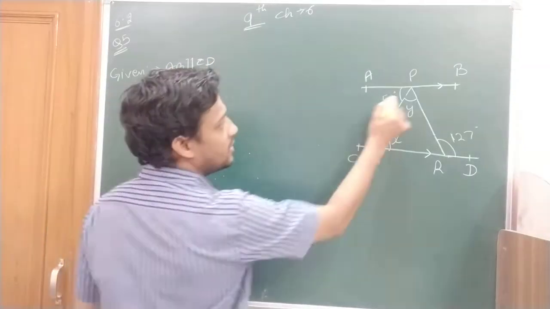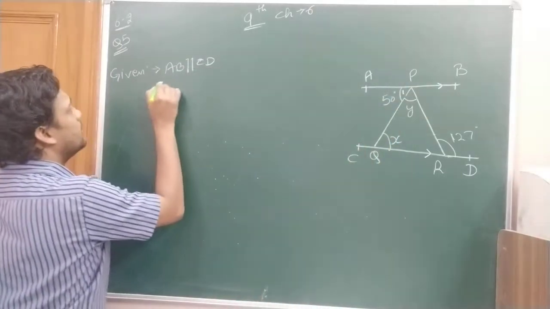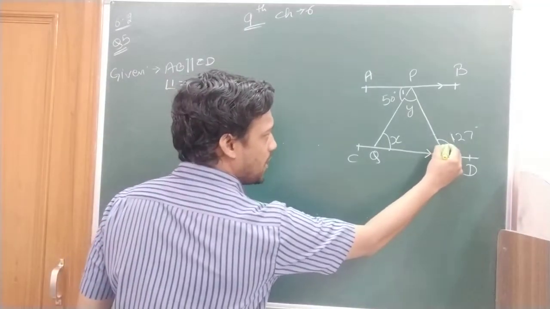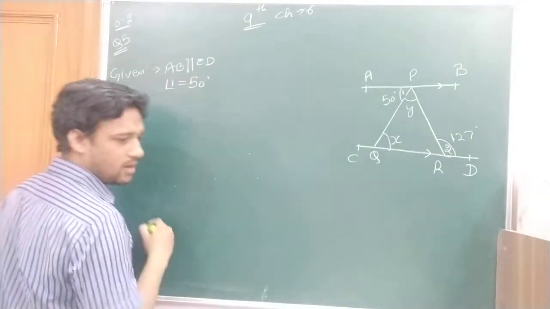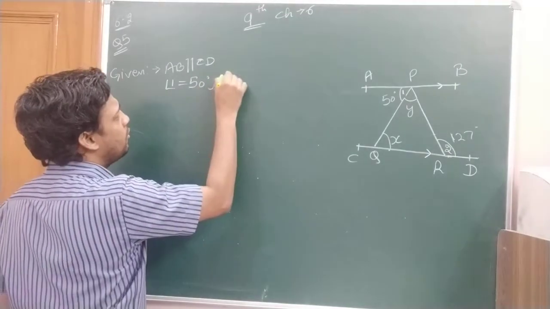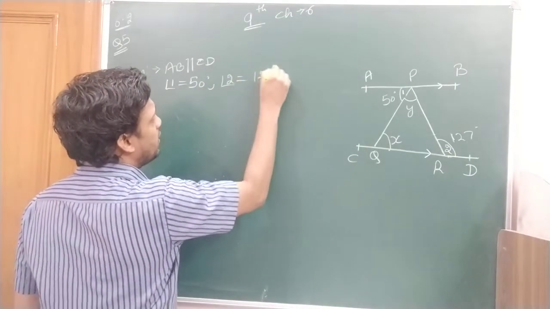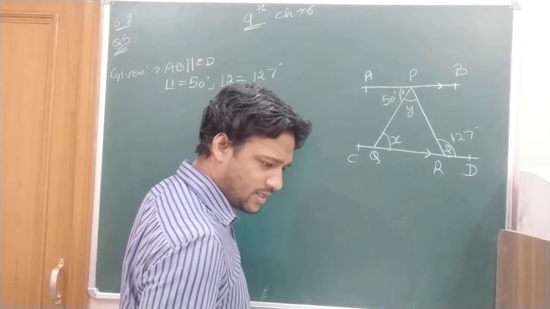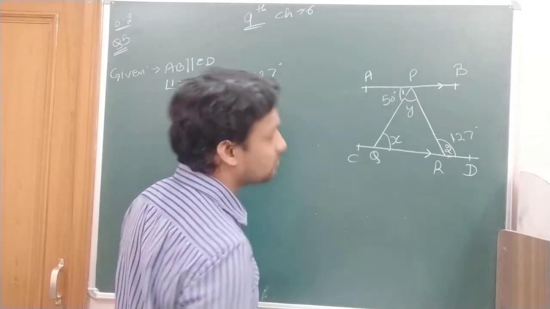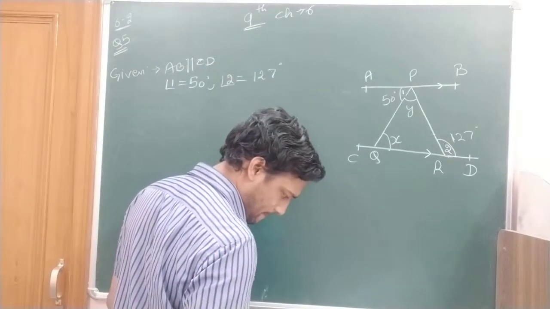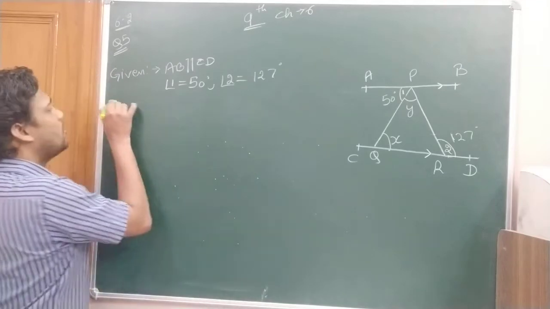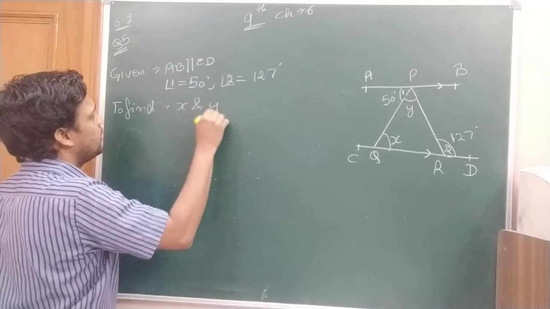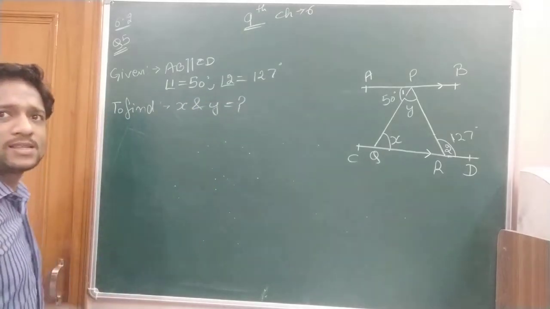Next, this angle is 50, let it be angle number 1. It means angle 1 equals 50 degree. Let this be angle number 2. So angle 2 equals 127 degree. You have to find x and y. You have to find the angle x and y.